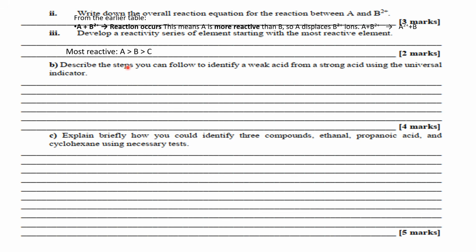Using a universal indicator. Remember, a universal indicator helps you to identify if a compound is an acid or a base, or a strong or weak acid, based on pH. So how can you show that this substance is a weak acid and the other one is a strong acid?